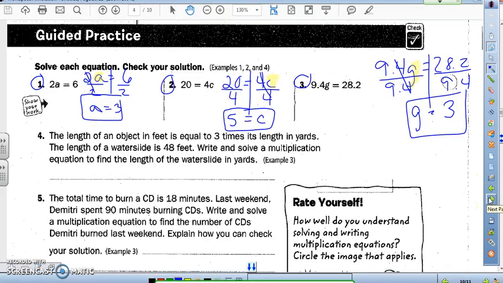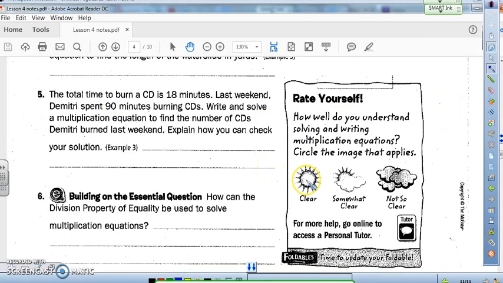Last thing I need for you to do is to rate yourself. Are you clear? Smiley face. Somewhat clear? Or not so clear? So make sure you rate yourself and we can kind of discuss that tomorrow in your understanding.